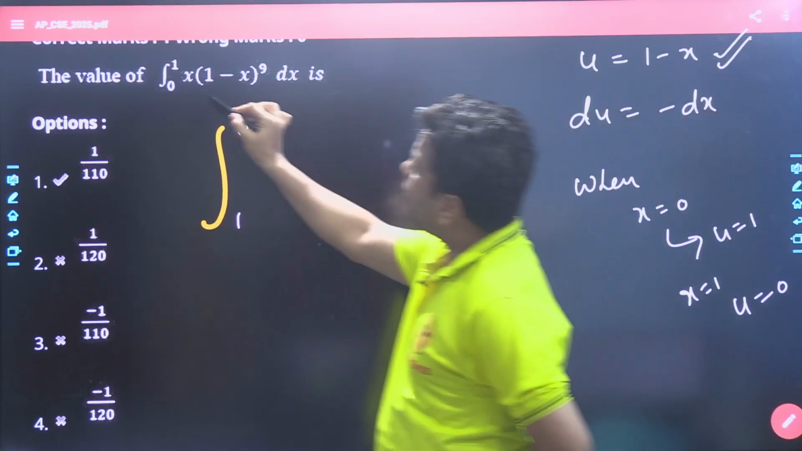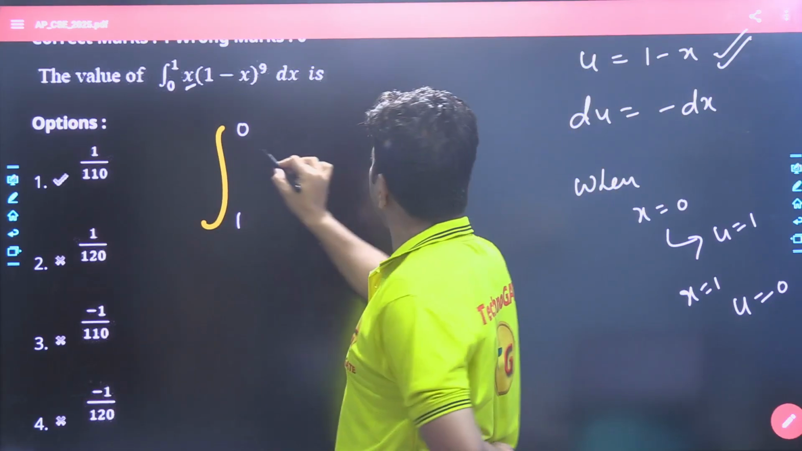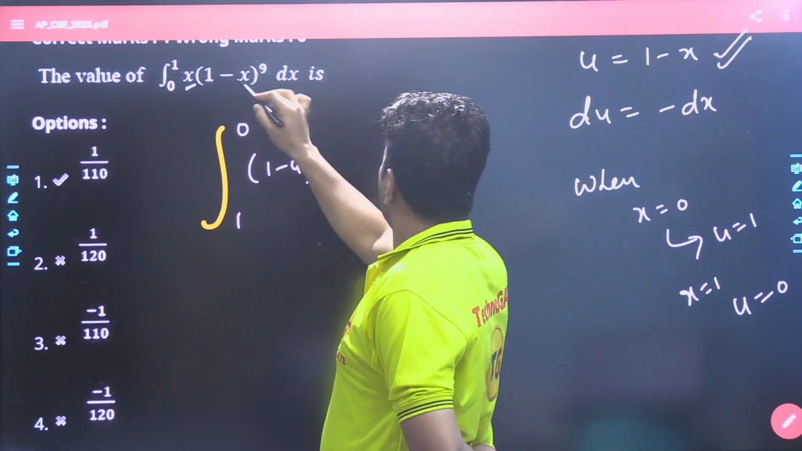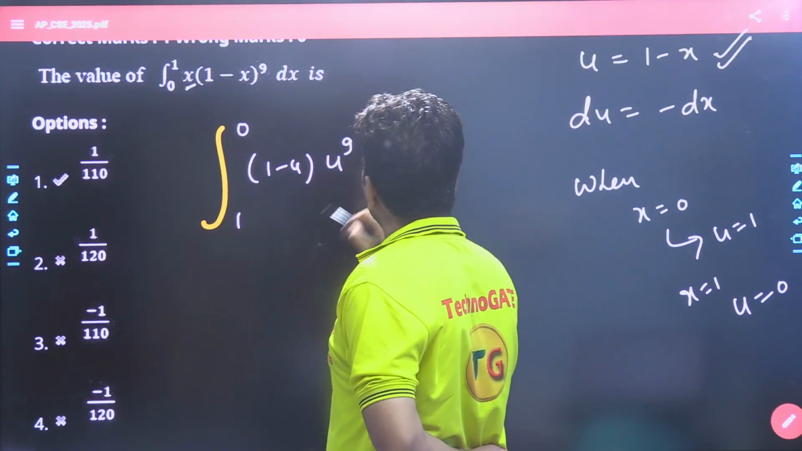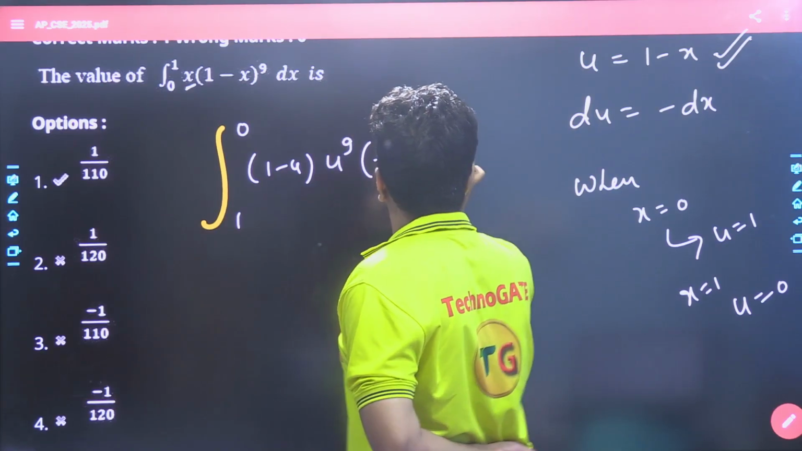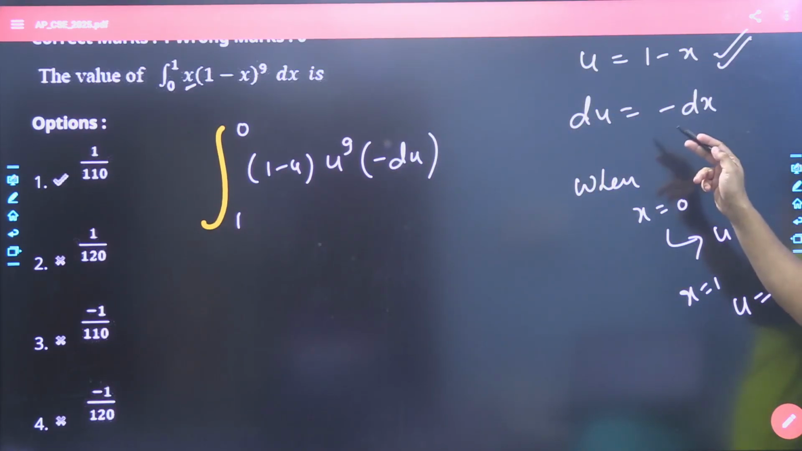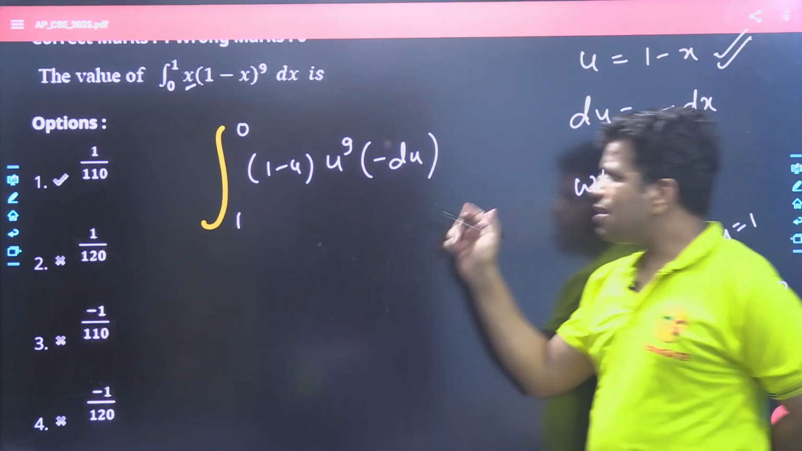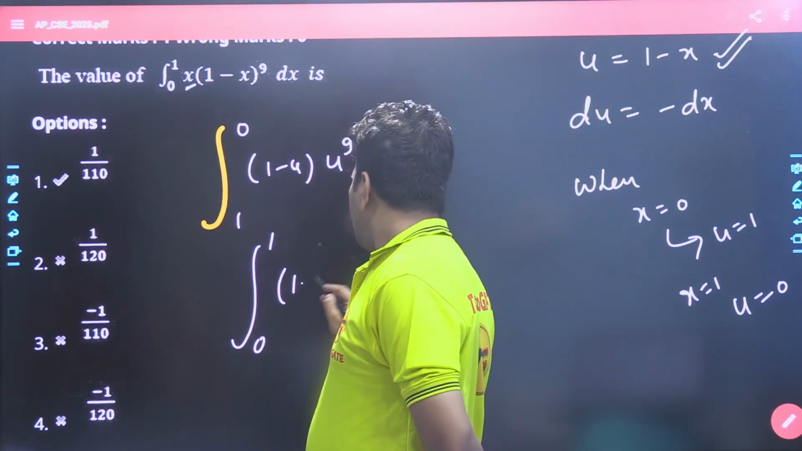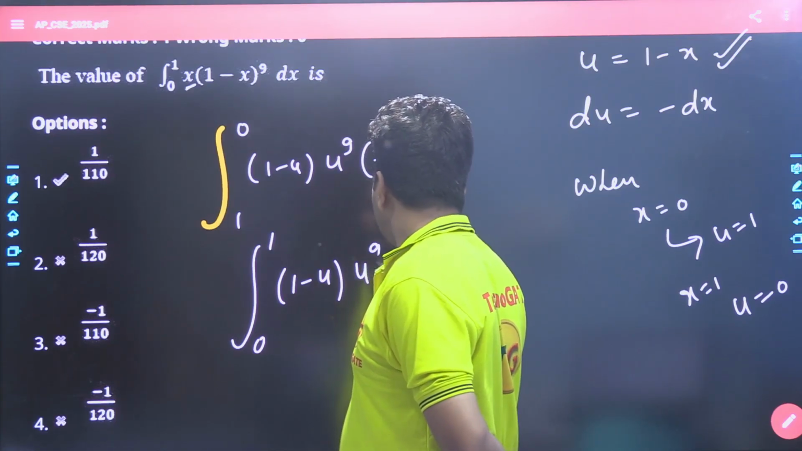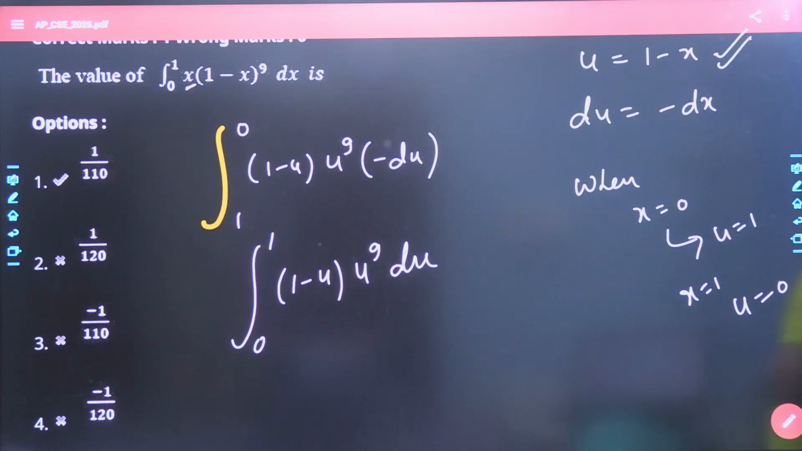Now at the place of x, what can we put? The value of x is what? 1 minus u. And 1 minus x becomes what? It's simply u to the power 9, and this is minus du, because at the place of dx you can put minus du. Okay, so if you want to remove this negative sign, just change the limit. So the limit is from 0 to 1, (1 minus u) u to the power 9 du. Just like that. Okay.